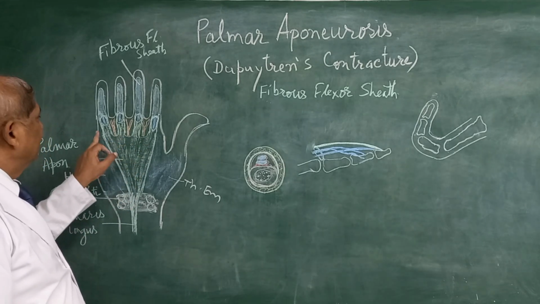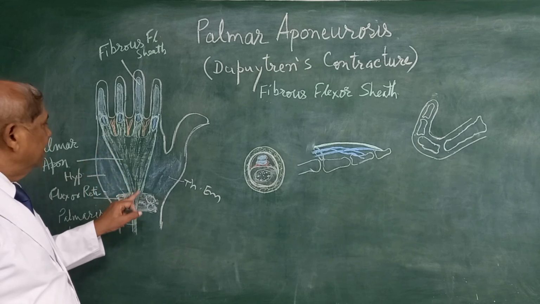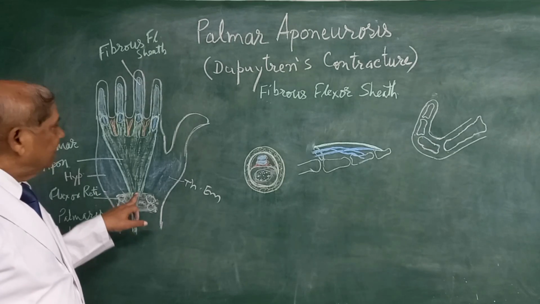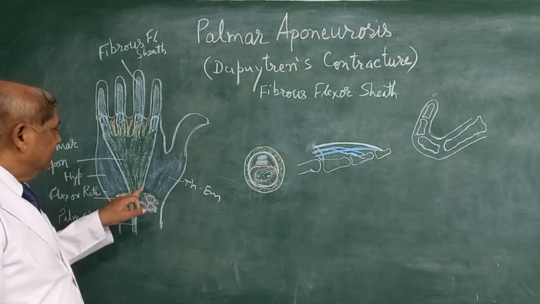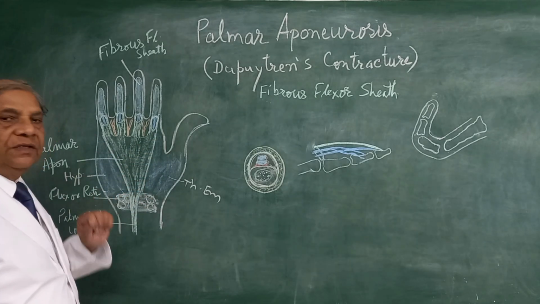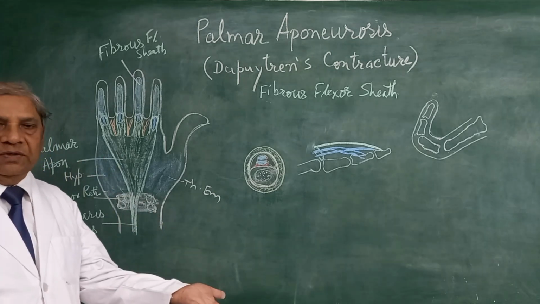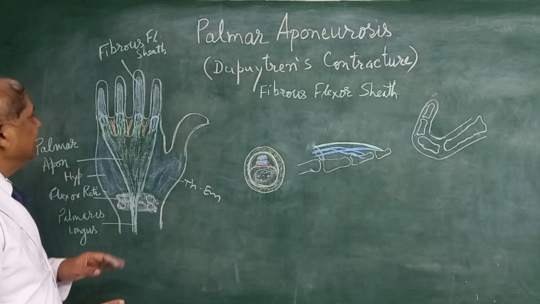Now, it has a medial border. This triangle has a medial border and a lateral border. Thus, there is an apex of the Palmar aponeurosis, there is a base, there is a lateral border, and this one is the medial border. The side towards the little finger is the medial border, because that is how it will be in anatomical position.